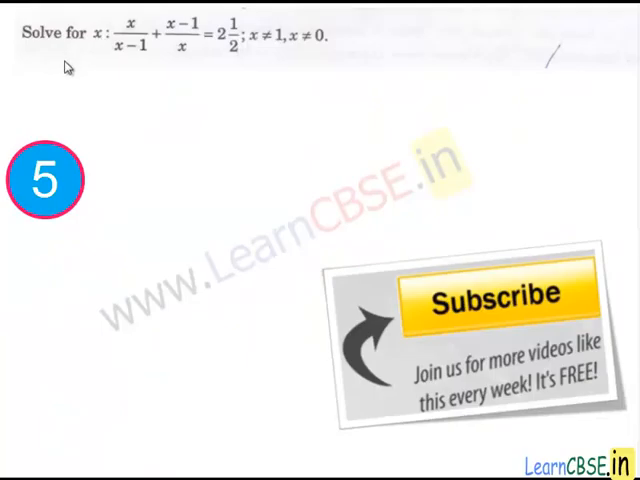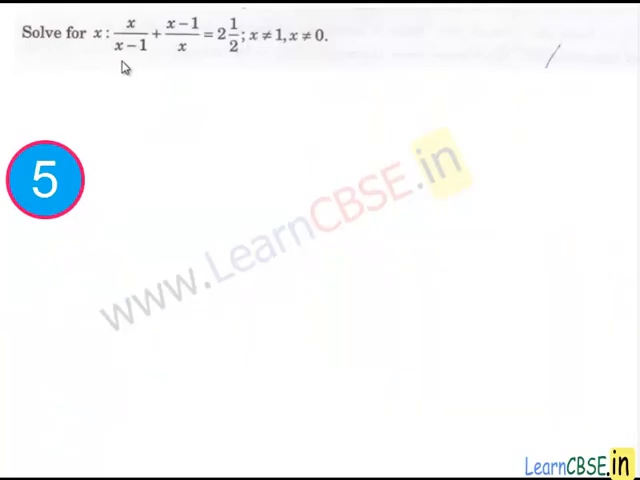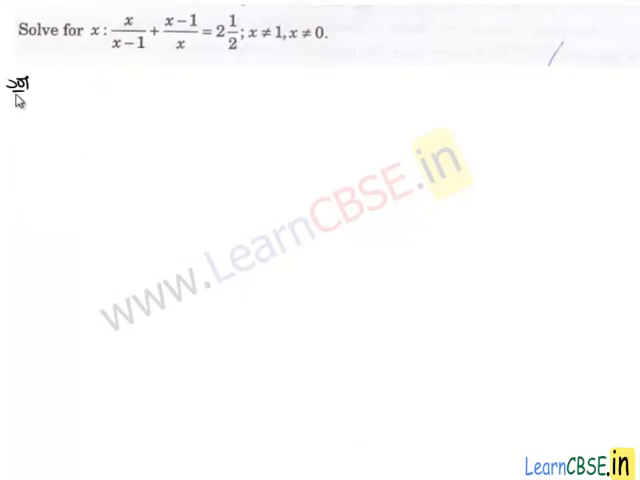Let's move to the next question. In this question, we have to solve the given equation for x. Let's work out the problem. Here the equation is x upon x minus 1 plus x minus 1 upon x, which is equal to 2.5.